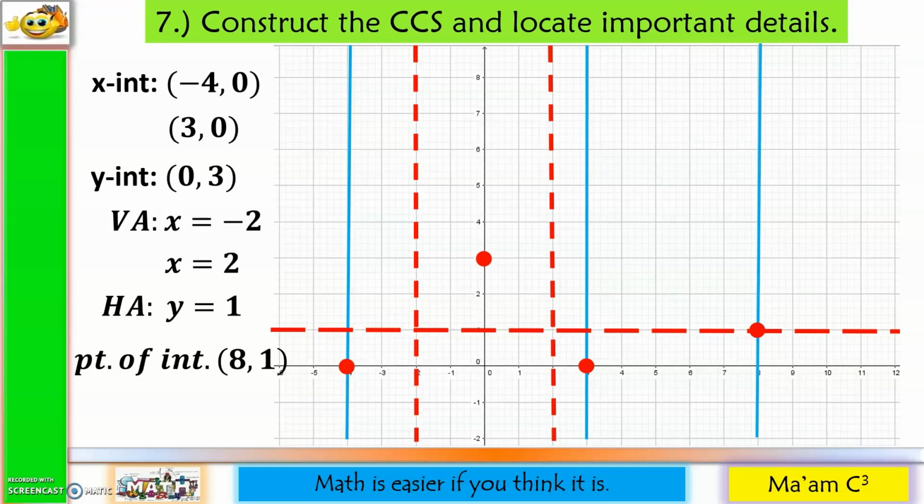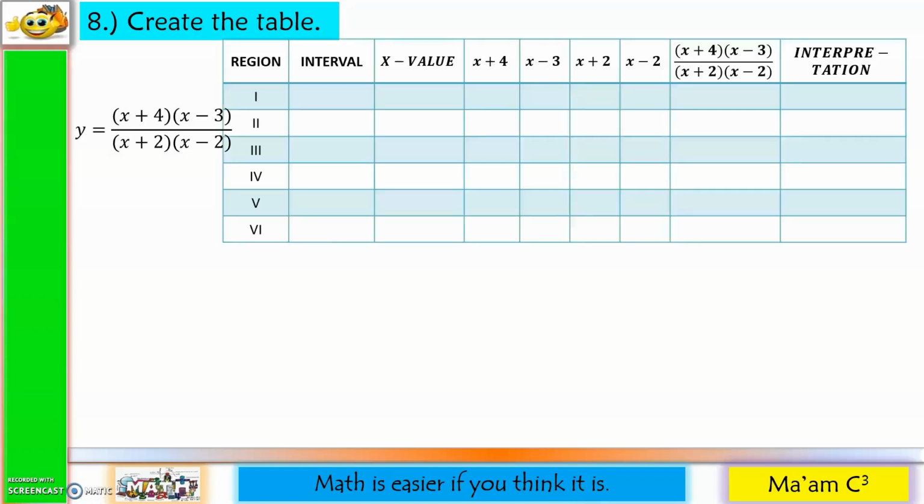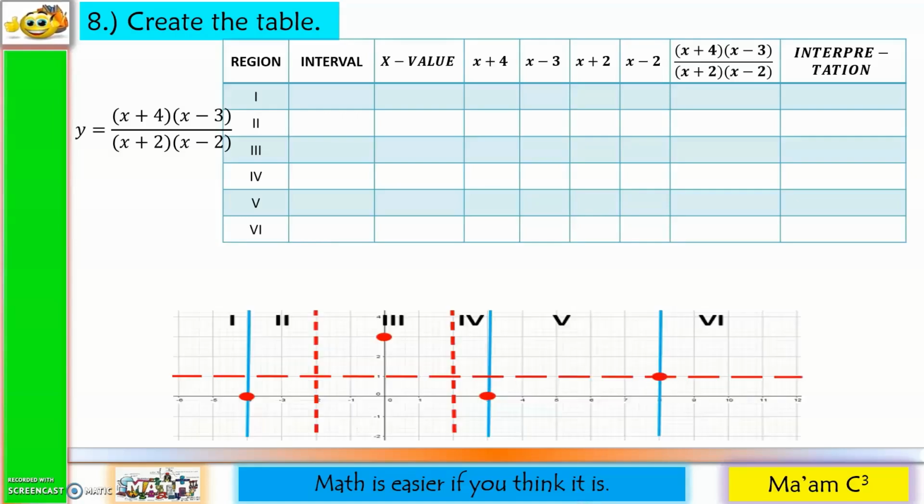And let us now determine how many regions we have. We have 1, 2, 3, 4, 5, 6 regions. Now, let us create a table. Let us recall the factored form of our function. Here is our table and the Cartesian coordinate system with the important details. From here, you will notice that we have 6 regions. I have it here, 6 regions, followed by the interval, the x value. These 2 are the factors of the numerator, and these 2 are the factors of the denominator. This one is the quotient of the numerator and the denominator, and the last column is for the interpretation.